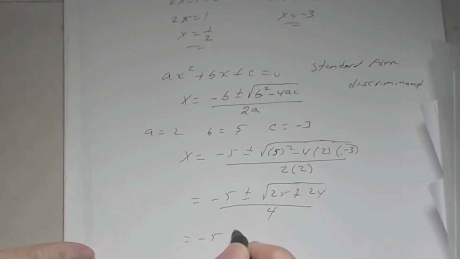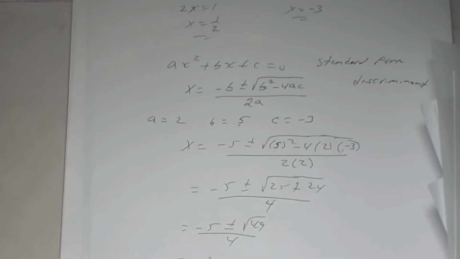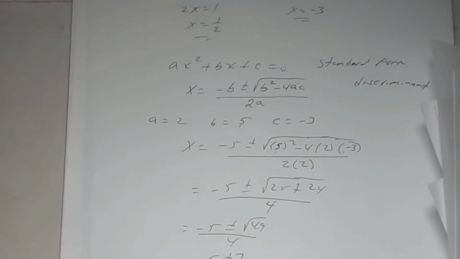Okay, so I get -5 plus or minus the square root of 49 all over 4. That's where I'm at. Now, the one in your final could be irrational, but the one in your test can be rational. That means the square root of that radicand is going to be what kind of number? Rational. A perfect square. What's the square root of 49? 7. So now you write it like this: -5 plus or minus 7 over 4.